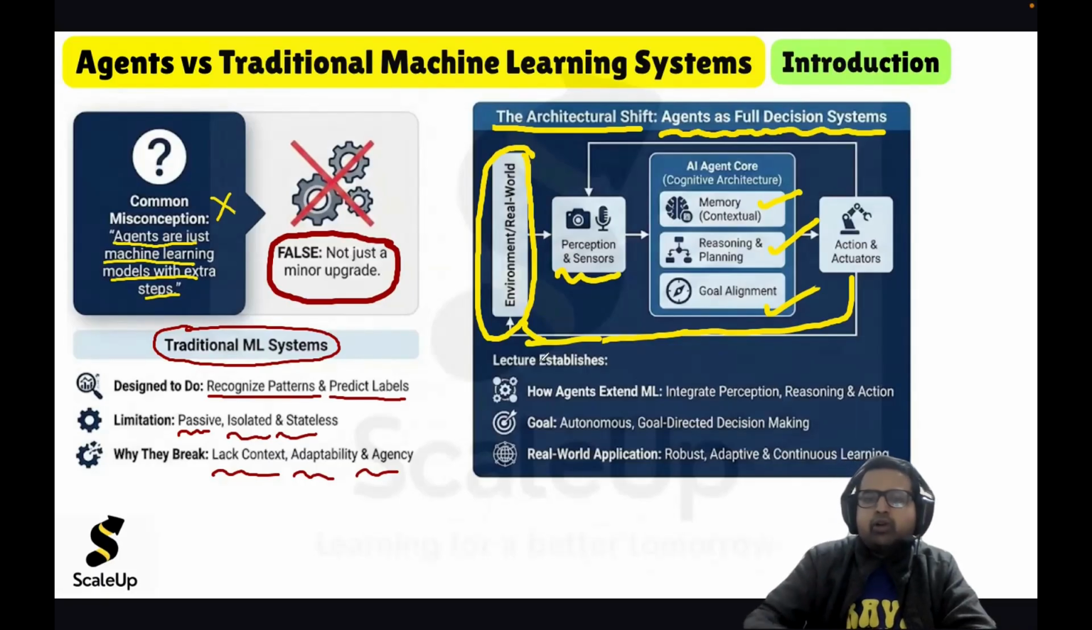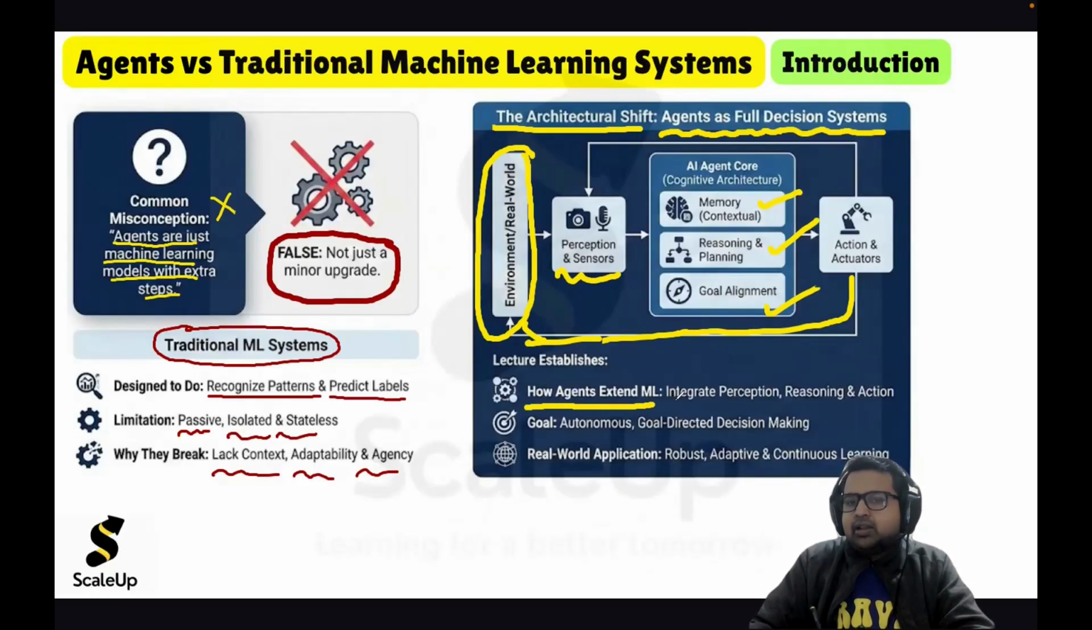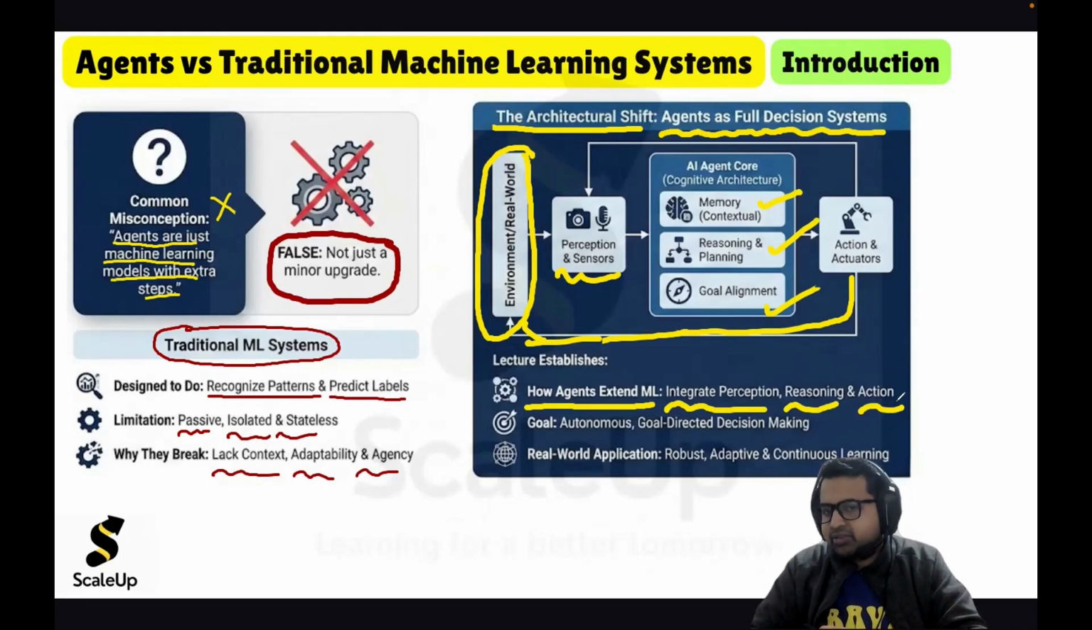This framework of AI agents is very much different. It's an architectural shift from machine learning systems, and hence now we are convinced that AI agents are different and much more powerful than traditional machine learning systems. That is what we will discuss in good detail in this lecture. This lecture establishes how AI agents extend ML. AI agents integrate perception, reasoning, and action, which was missing in traditional machine learning systems.